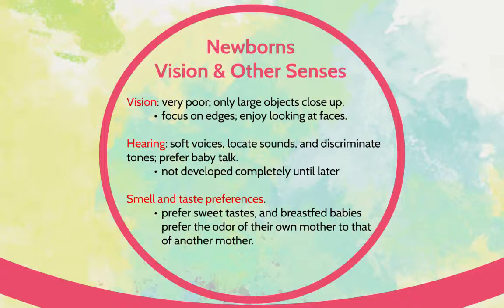Vision is very poor. Newborns can only see large objects close up. Brain areas that process visual information are not fully developed, and researchers estimate that newborns' vision is 20/300. Infants younger than 2 months focus on edges. Later, they're able to scan whole objects. Newborns enjoy looking at faces.